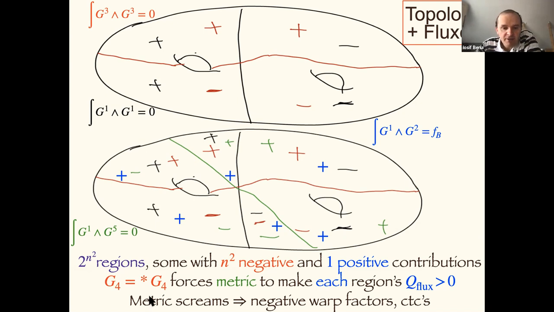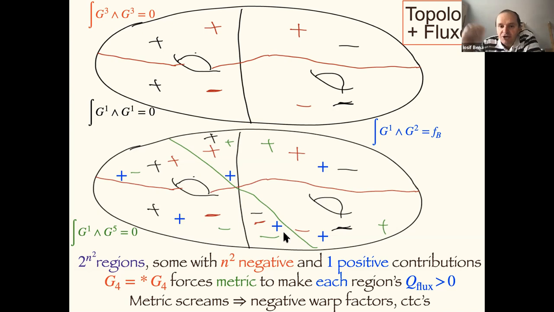And in particular, at the minimum, G4 equals star G4 is forcing the metric. You see, G4 equals star G4 is the first place where the metric enters. You should think about it as a metric equation, the equation determining the metric. And this equation is going to force the metric to make the charge of every one of these regions positive.